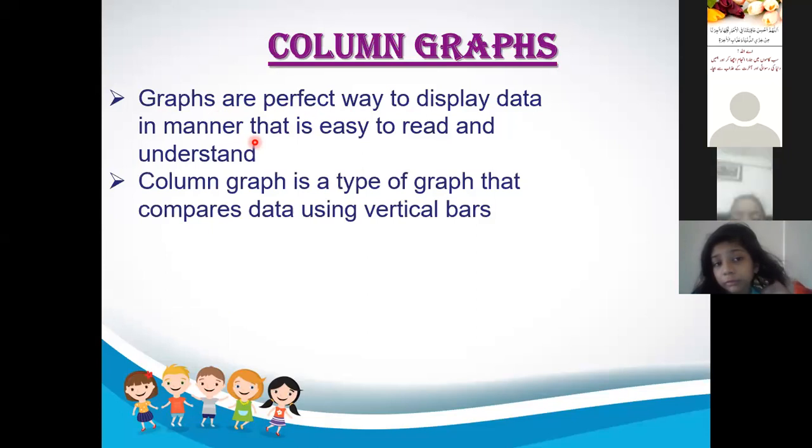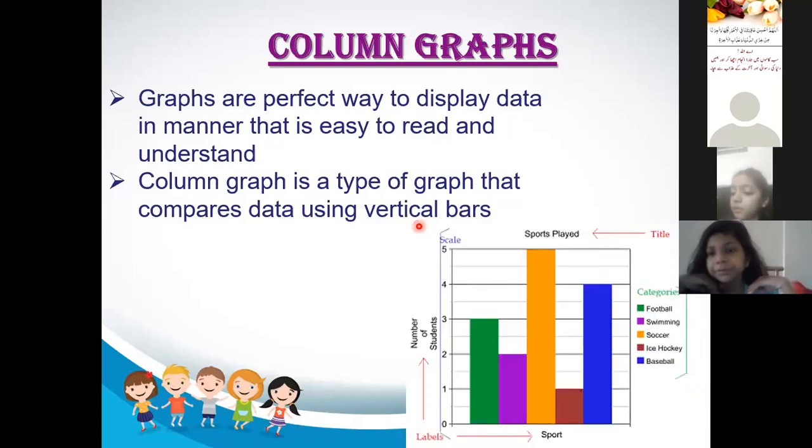What is column graph? Column graph is a type of graph that compares data using vertical bars. In pictograph, we use pictures, but in column graph, we use vertical bars. We use columns to compare data. In pictograph, we describe the information with pictures, but in column graph, we use vertical bars to describe the data.